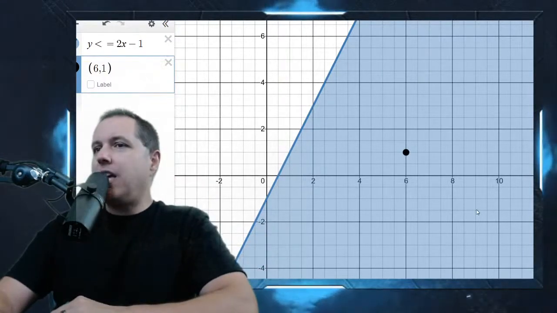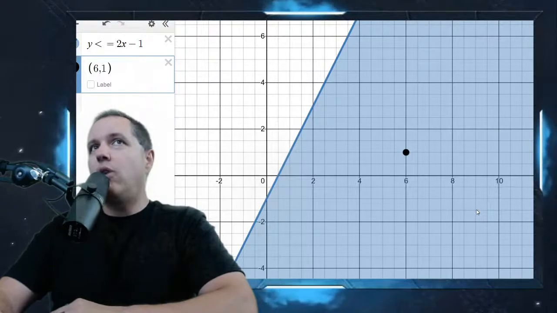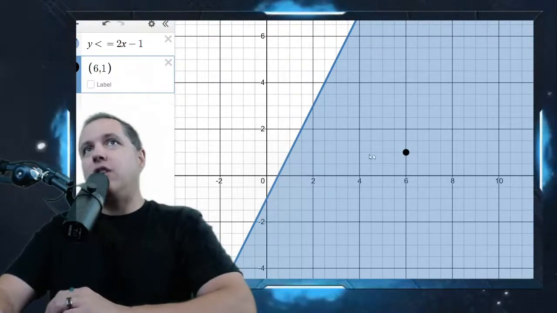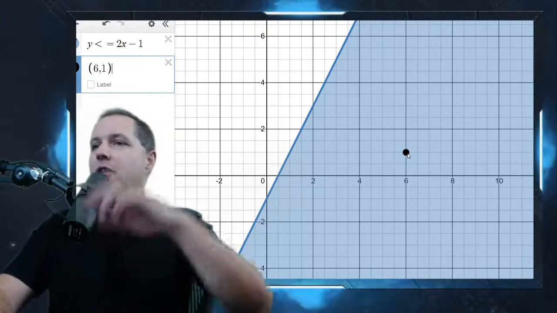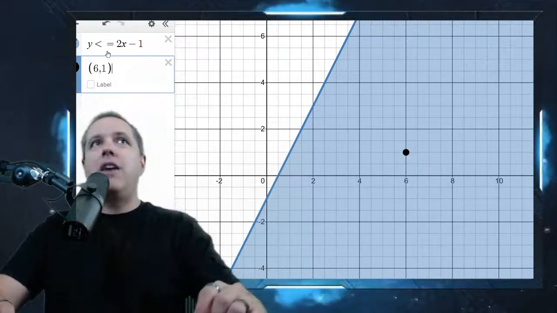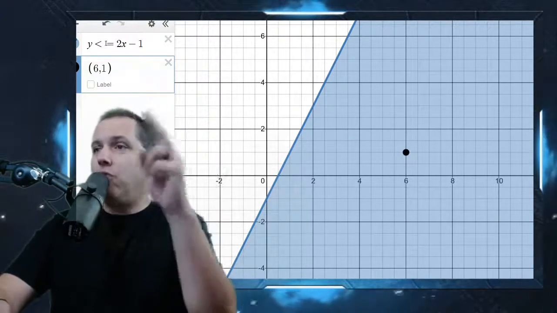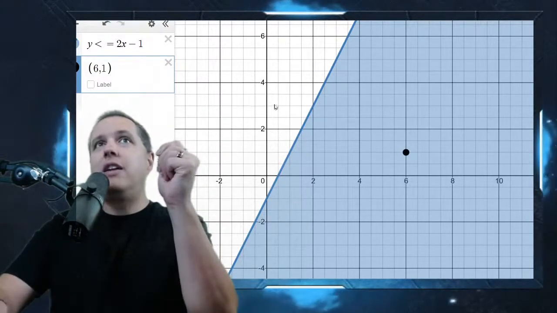How do you know which side you're supposed to shade? Well, I kind of just did it backwards because Desmos shaded it, and then I justified why it shaded this side. You're going to do it the other way around. You're going to have an area that is not shaded. You're going to calculate which side to shade, and then go from there.